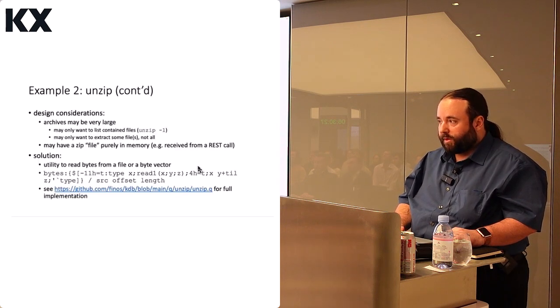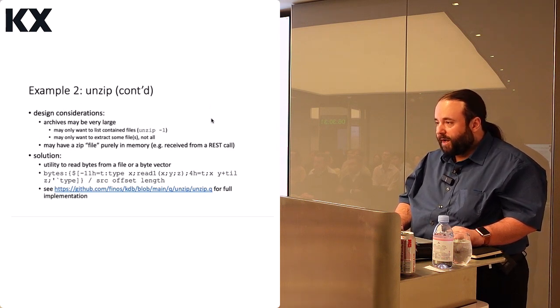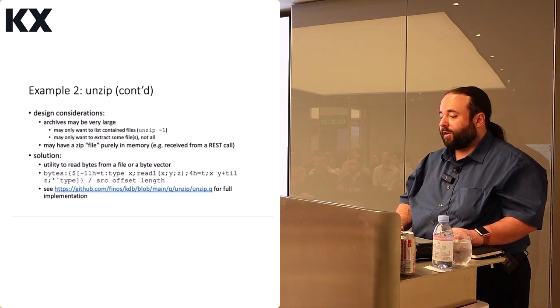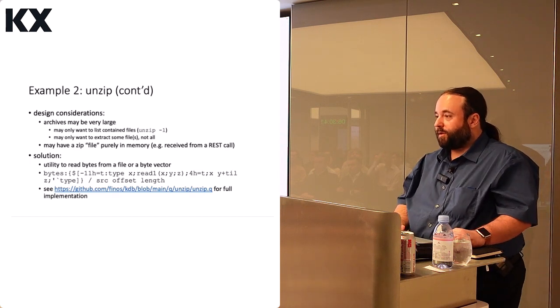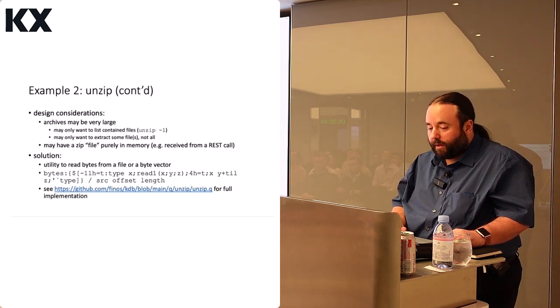So some design considerations for this. Archives may be very large, and some of the use cases are you may only want to list the files rather than actually extract them. This is the equivalent of unzip -l. And you may only want to extract some of the files rather than all of them. This is the equivalent of a 2-arg unzip, unzip file.zip file.